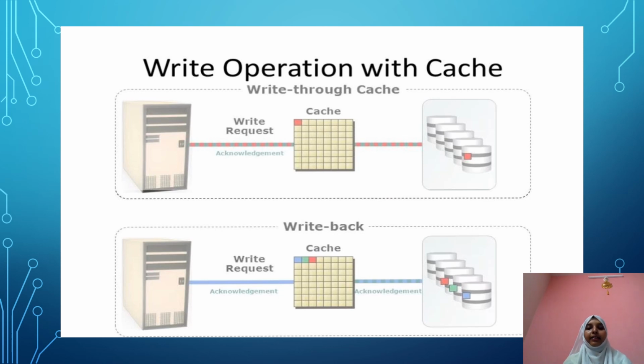Write back cache is where the cache acknowledges the write and sends the acknowledgment back to the host, and the data is written to the physical devices later. So here is the difference between the write through cache and write back cache in the write operation of cache.